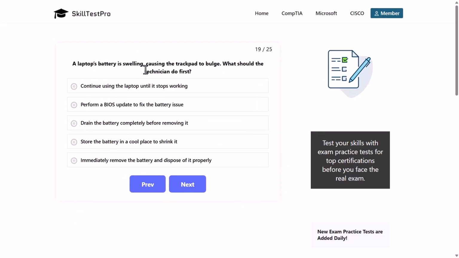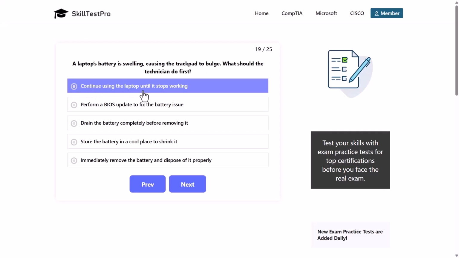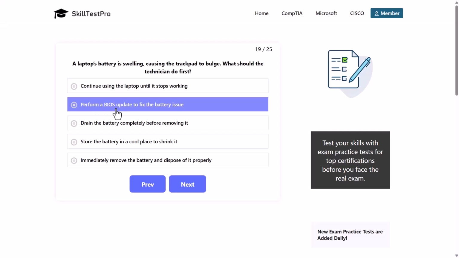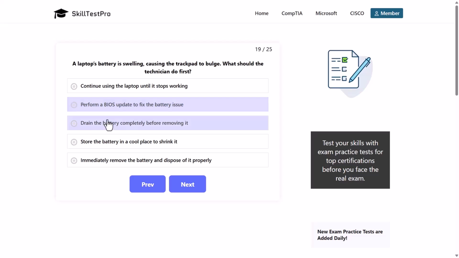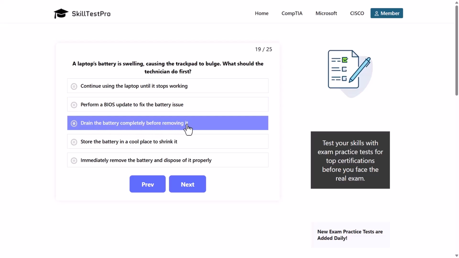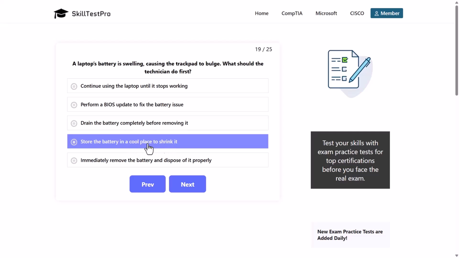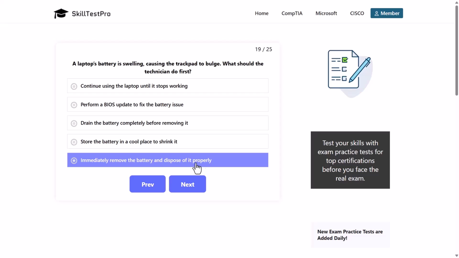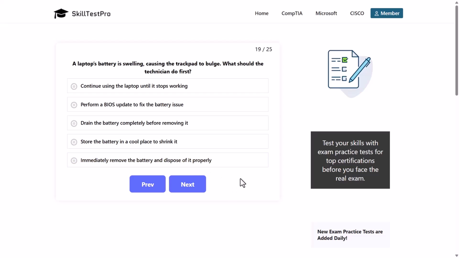A laptop's battery is swelling, causing the trackpad to bulge. What should the technician do first? Your battery is getting bigger and swelling in your computer, causing the trackpad to bulge, so the trackpad is coming out of its place. What should the technician do first? Continue using the laptop until it stops working, perform a BIOS update to fix the battery issue, drain the battery completely before removing it, store the battery in a cool place to shrink it, or immediately remove the battery and dispose of it properly. What would you do as a technician?